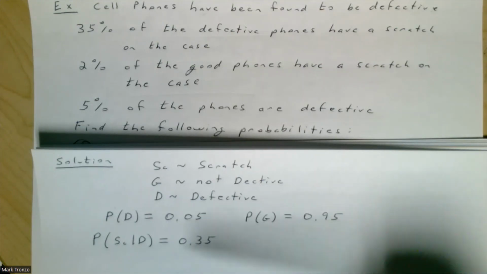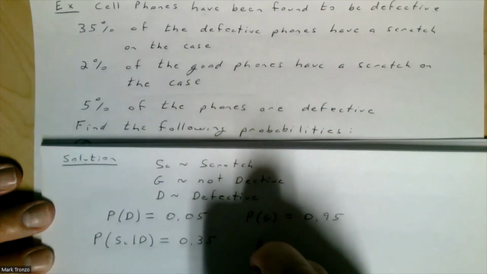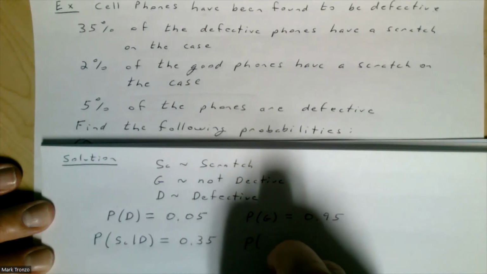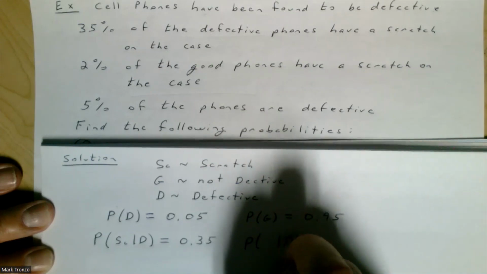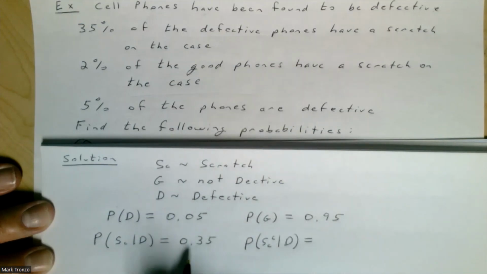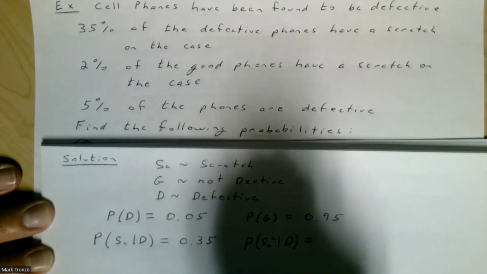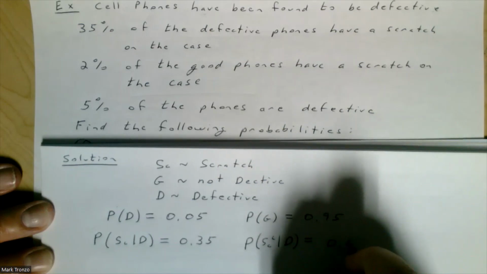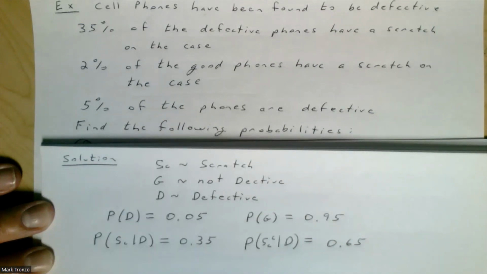And now what does this mean then? How about the rest of the defective phones that don't have a scratch? That has to be 0.65, or excuse me, 0.65 probability. Because if of the defective phones, 35% have a scratch, that means 65% don't have a scratch. And we can write don't have a scratch as scratch complement.